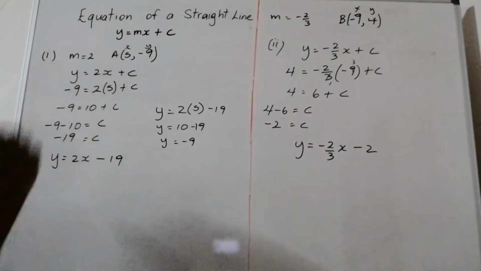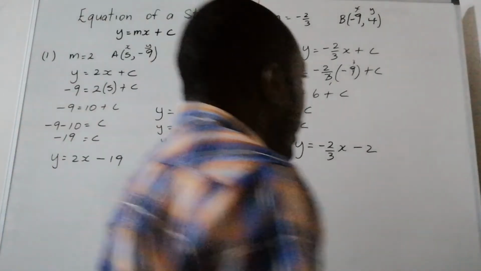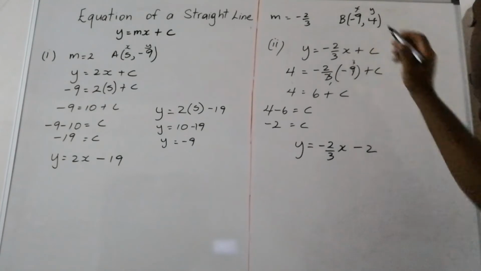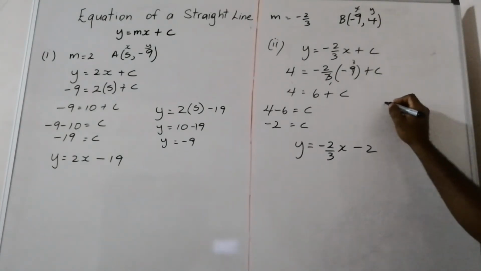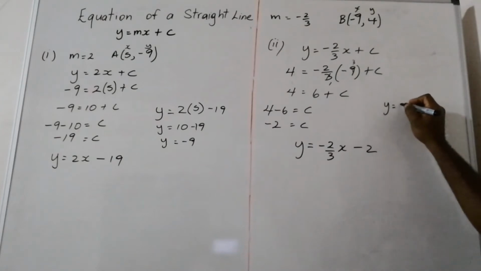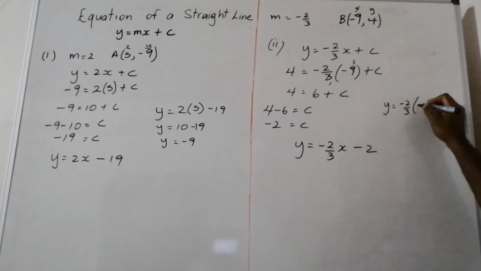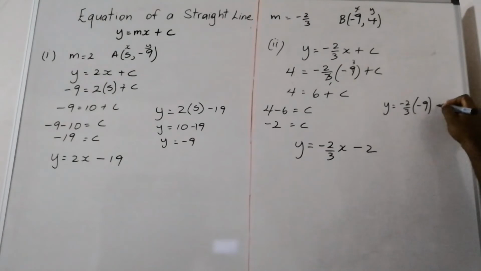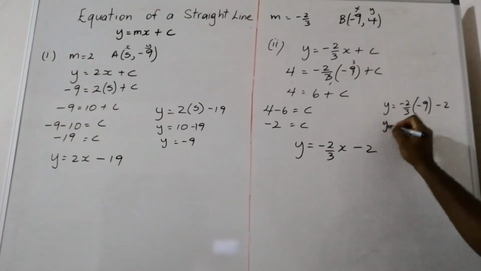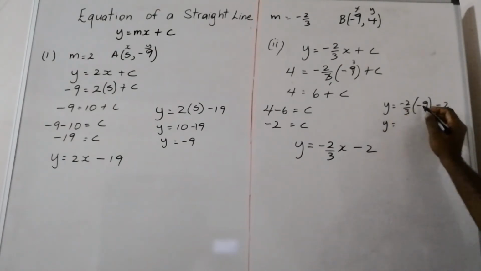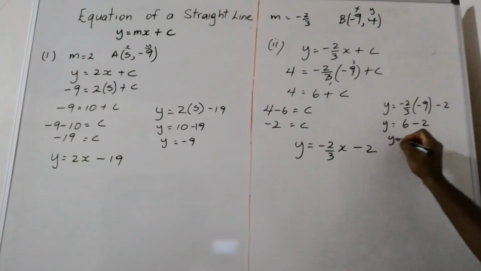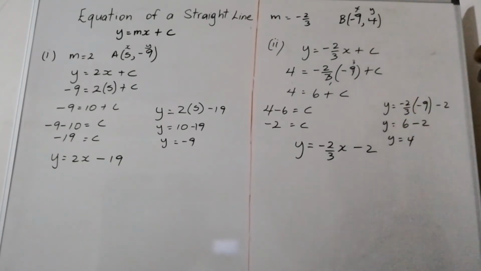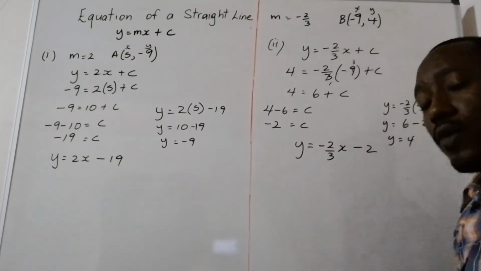Alright, let's try the same thing for this equation here. Here our x value is negative 9. So y is equal to minus 2 over 3 times negative 9 take 2. So y is equal to, we multiply with this, we will get positive 6 take 2. Y is equal to 4. So you see we got our value there for y.